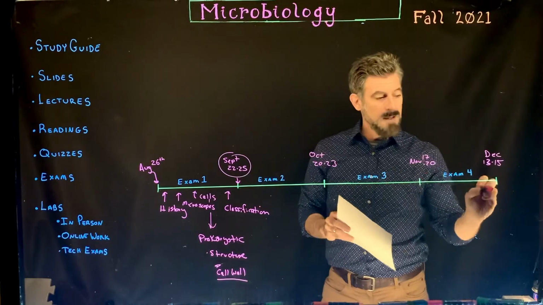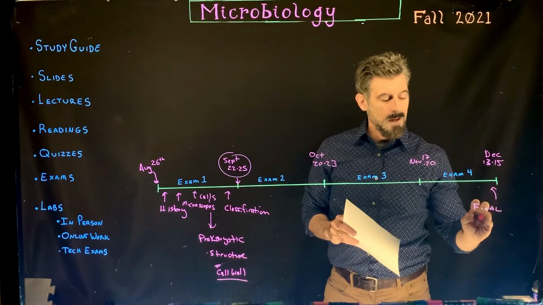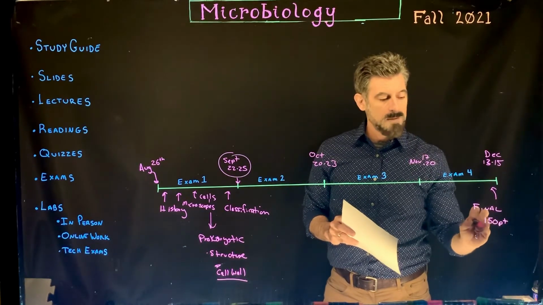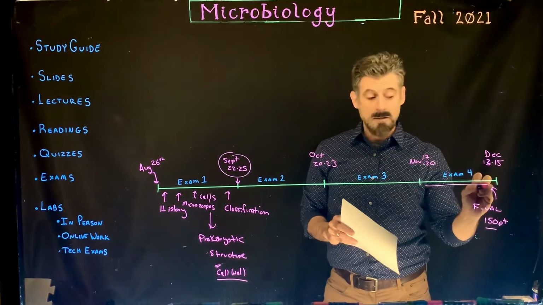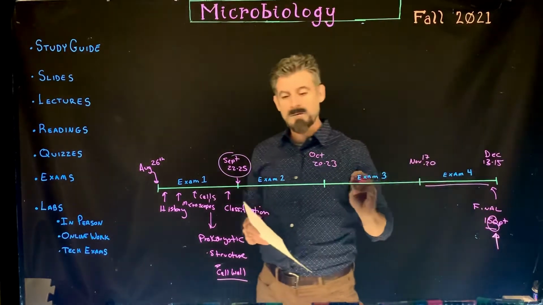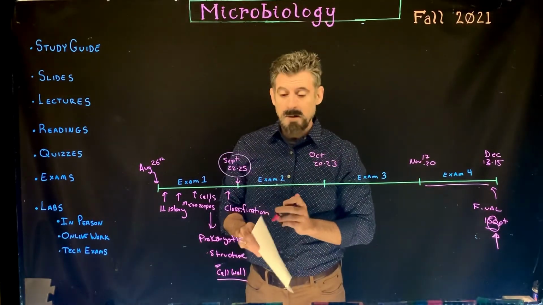So the 4th exam is also the final exam, which means it's 150 points. It's cumulative, so it's 100 points of the 4th exam material, and then it's going to be 50 additional points that are cumulative, so there'll be topics from exam 1, 2, and 3 on that exam.